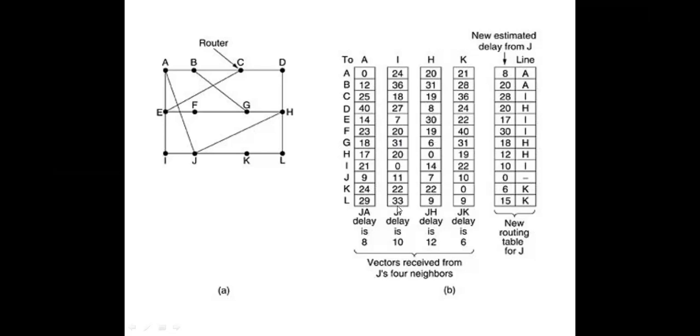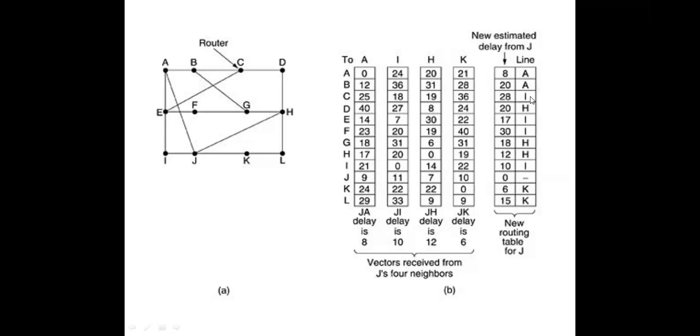J to H is 12, and then H to C is 19. 19 plus 12 is 31. Okay. And then J to K. J to K is 6. K to C is 36. 36 plus 6 is 42. So among all those options, I is the best path to reach C.